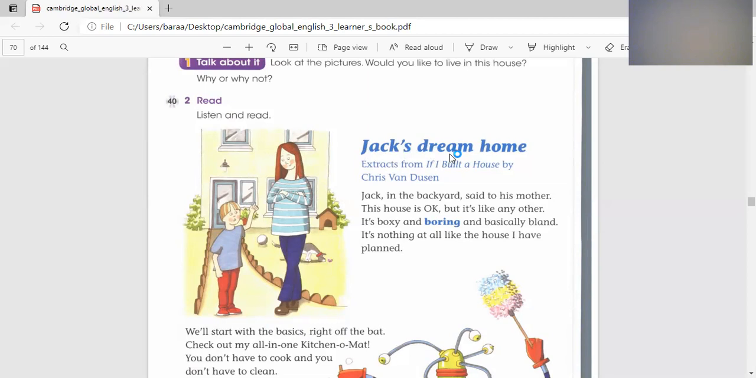Jack's dream home. Jack is a noun and dream is a noun. And here this kind of S is the possessive S. Once I want to say that something belongs to someone, or someone belongs to someone, we use the possessive S.